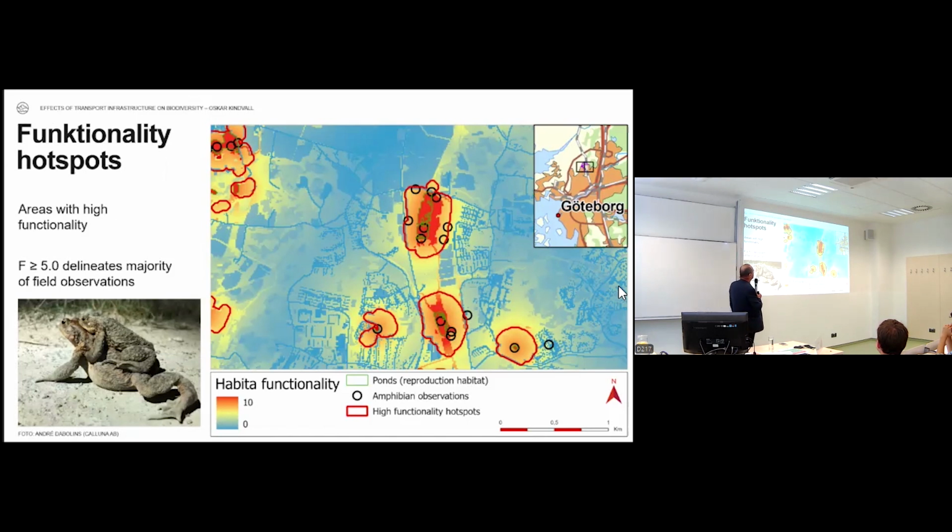In this case, I just selected 5 as the intermediate value of the functionality. And when you delimit it in that way, you cover 90% to 95% of the observations in the landscape as a whole. So, as a way to think of the patch approach, you can identify patches in this way that are functional, not delimited by an expert out in nature just looking at the biotope itself.